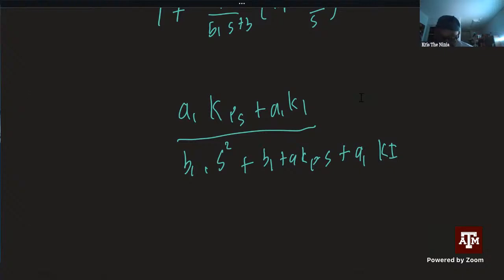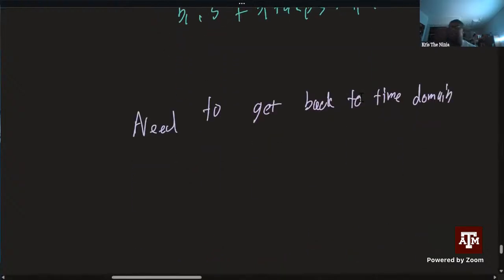So that's basically how you obtain the transfer function from a system, but we can't really do anything with the transfer function when it's in the s domain. So we need to get it out of the s domain. So we need to get back to the time domain. The way we do that is the inverse Laplace. So we have inverse Laplace.